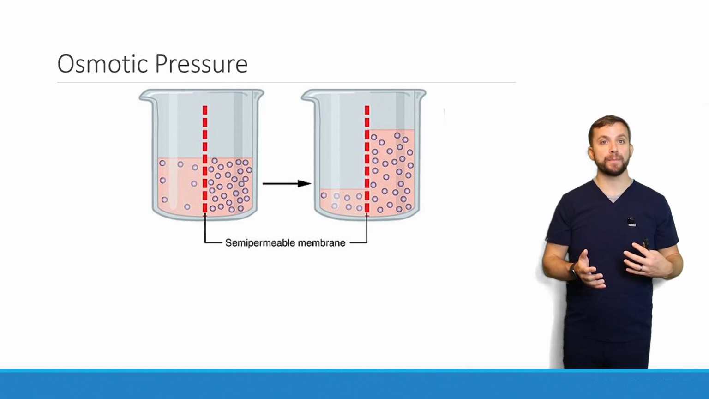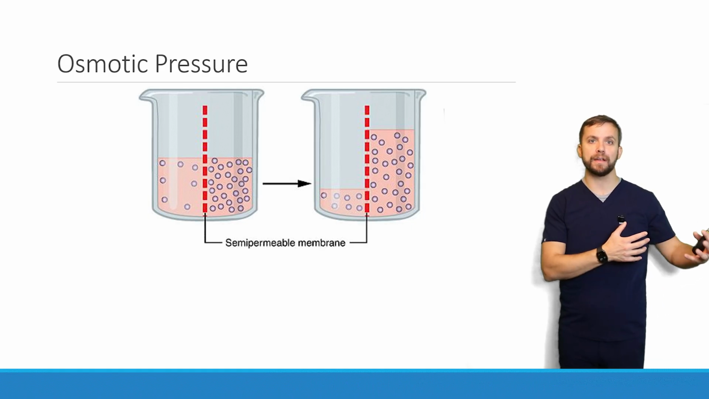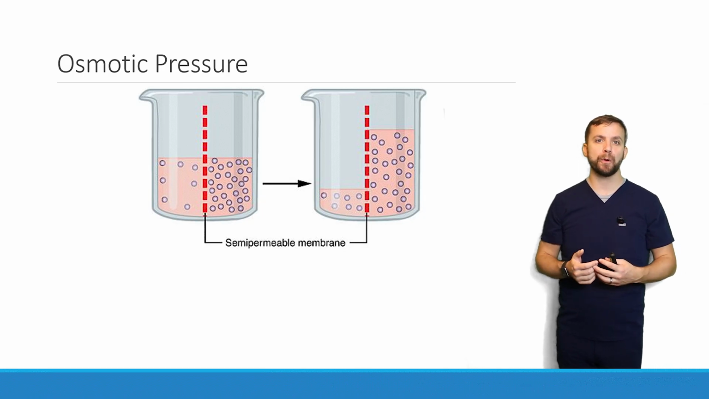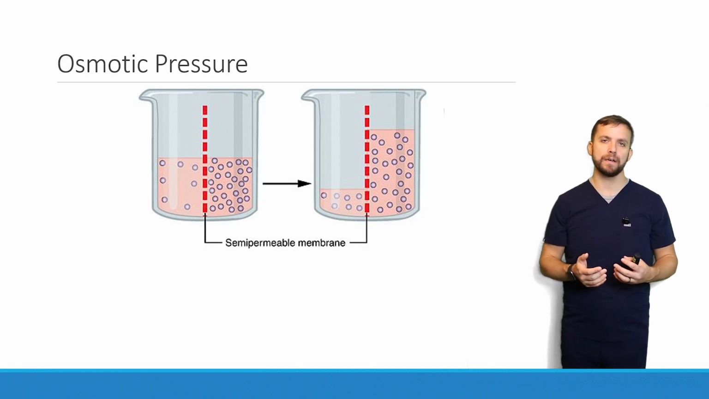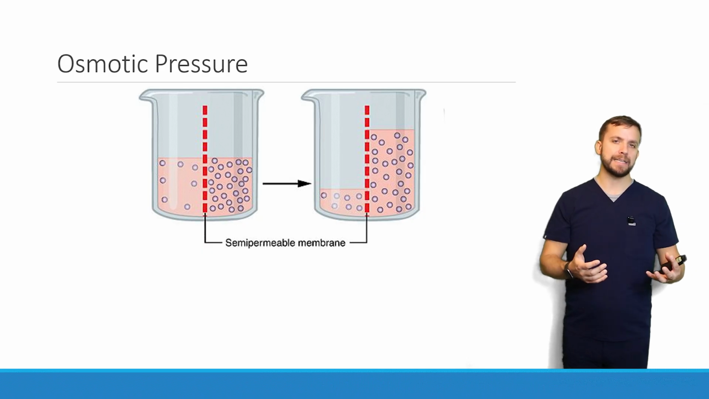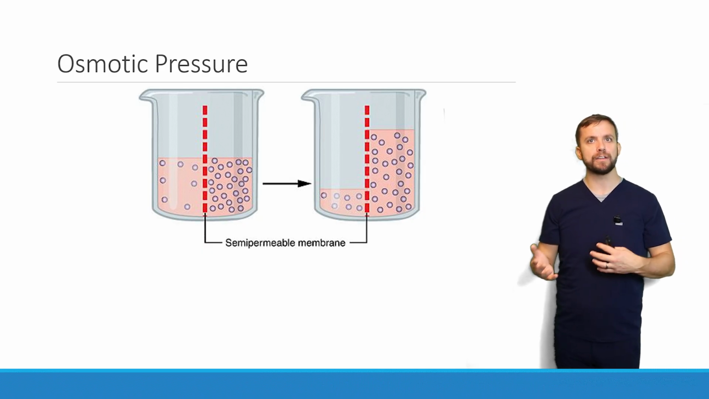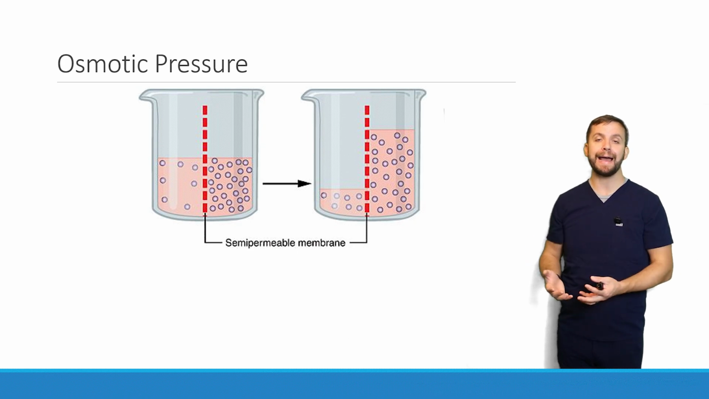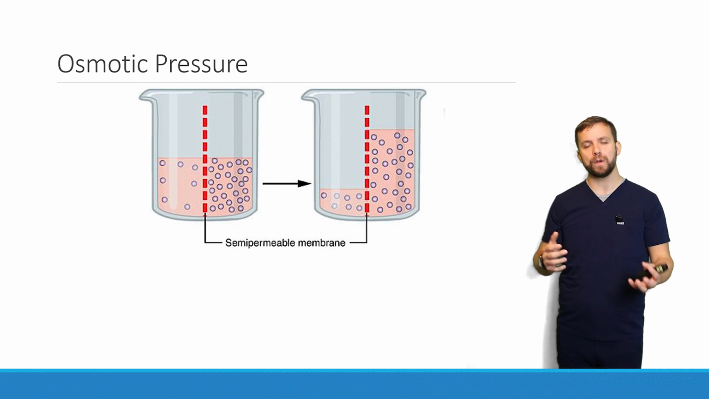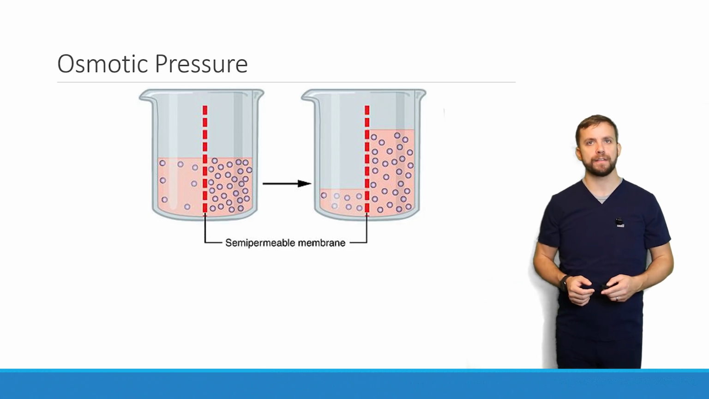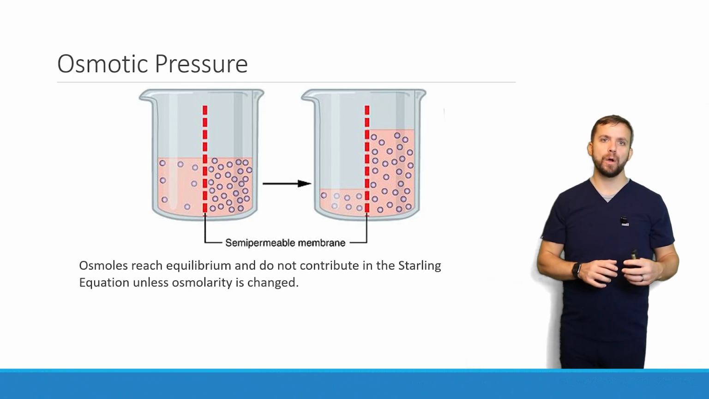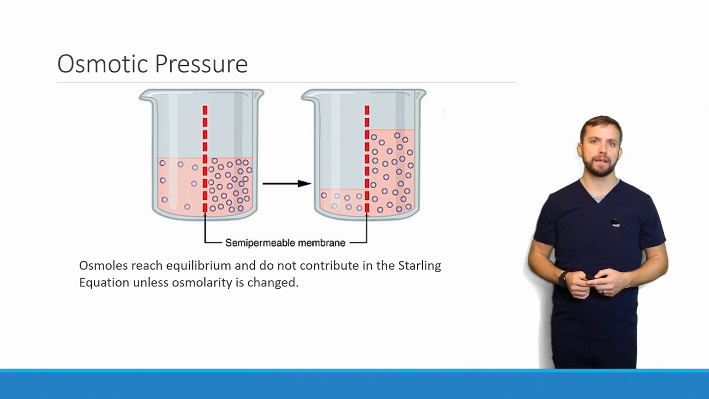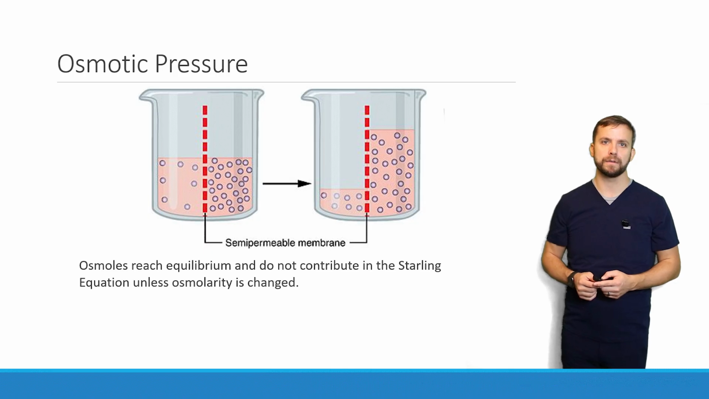And so the idea of the osmotic pressure is it's just going to go from an area of higher to lower. Usually you would have this semi-permeable membrane, which is what they're talking about here in the example. Like I said before, it just doesn't occur between the intravascular and interstitial space. They'll just diffuse across. But if you do add hypertonic fluids, it will pull that fluid from the interstitium into the intravascular. So again, like I said, they reach equilibrium and do not contribute in the Starling equation.